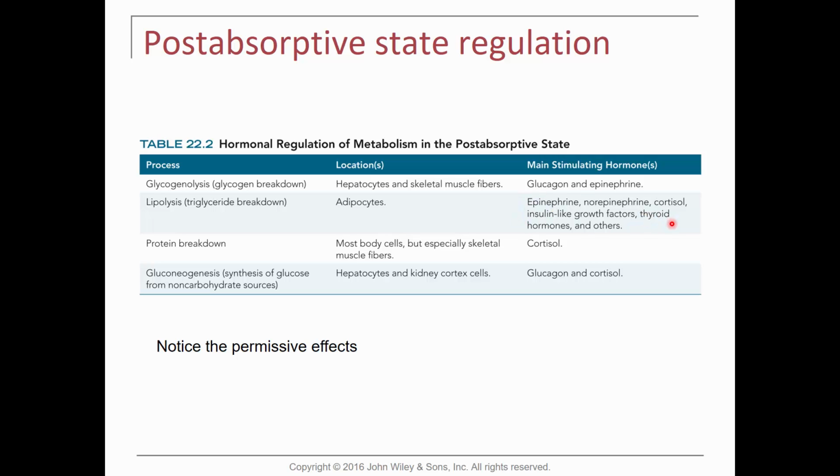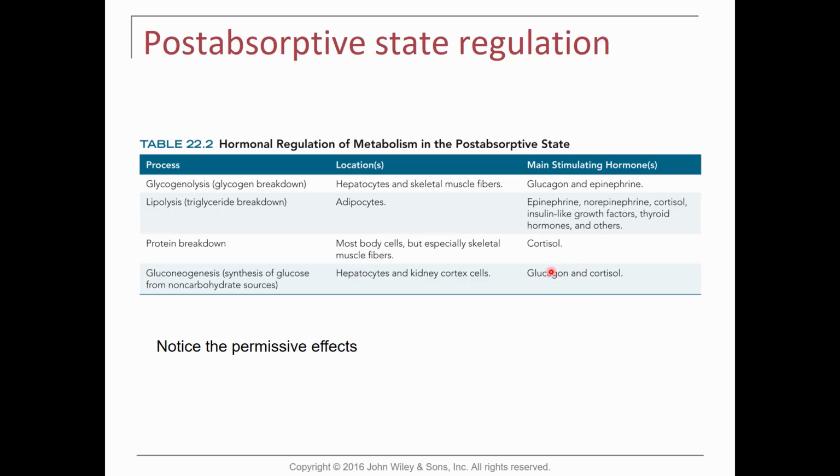Notice what you don't see here, glucagon. Glucagon does not work on adipocytes. It only works on the liver. Protein breakdown, most cells of the body, that's a cortisol effect, and gluconeogenesis in hepatocytes. There is some gluconeogenesis that happens in the kidney, but in this course, we're not going to get all involved in this. In this course, we're going to center our conversation around the hepatocytes.